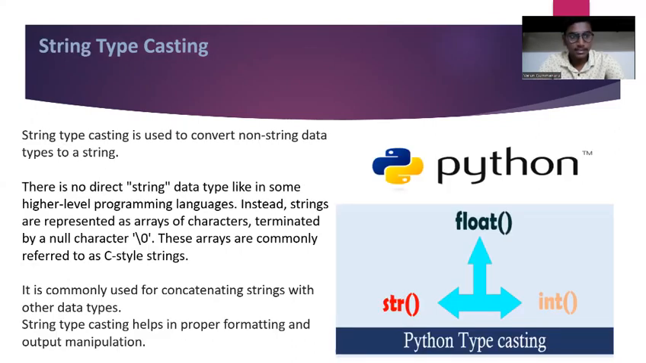Next, string typecasting. String typecasting is used to convert non-string data types to a string. There is no direct string type in C like in higher-level programming languages. Instead, strings are represented as arrays of characters terminated by a null character, which is indicated by backslash zero. These arrays are commonly referred to as C-style strings. It is commonly used for concatenating strings with other data types. String typecasting helps in proper formatting and output manipulation.